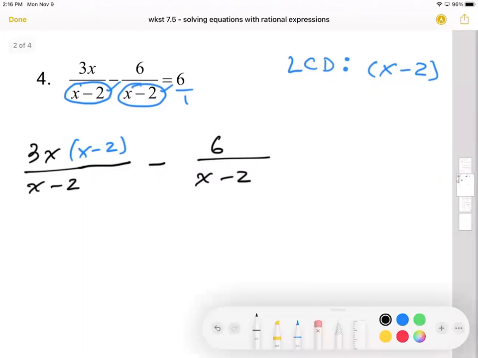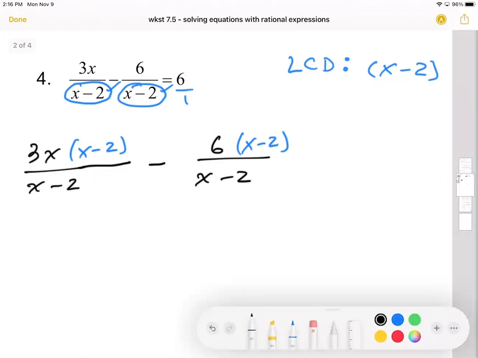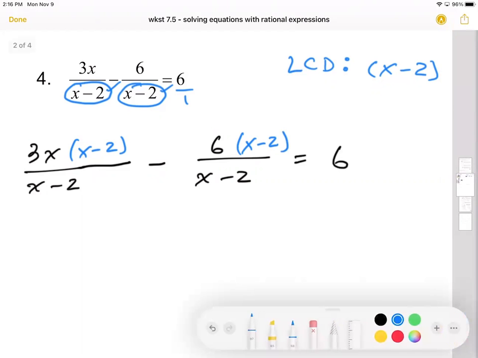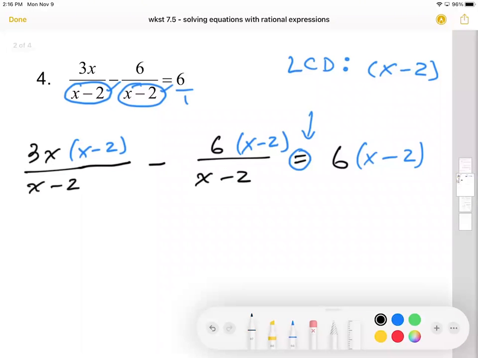What do I need to do? I need to take my LCD, which is x minus 2, and put it there. And again, what do I have? I have 6. And now I need to put my LCD, which is x minus 2. Again, this is all you need to do. Reminder, you need to find the LCD. And now because it's an equation, there's an equal sign, all you need to do is insert your LCD, your least common denominator, to the numerator.